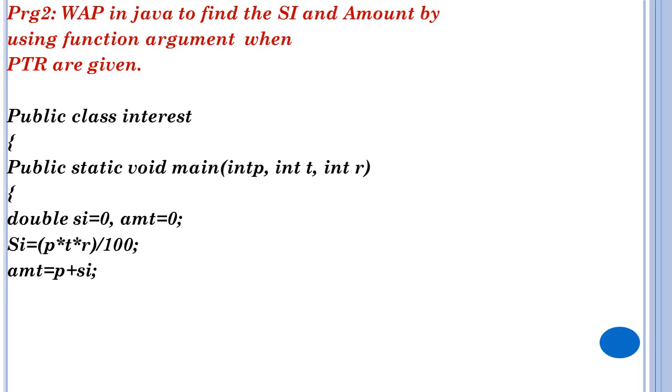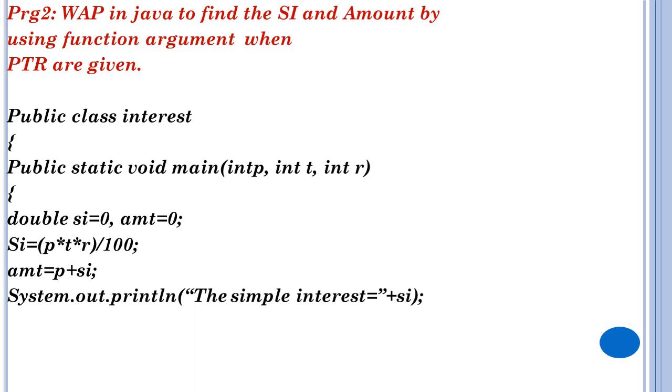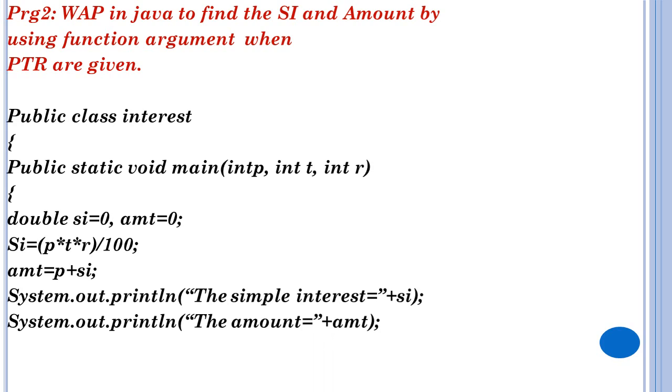Now you need to display that, right? Output statement is System.out.println. The simple interest is plus SI. Plus SI means whatever value is stored in SI will be displayed. So we need to use the symbol plus. Next, amount, right? Plus amount. The amount, System.out.println, the amount equals plus amount. Double bracket, the bracket you need to close 2 times. Why? Because 2 times you have opened the bracket, so you need to close 2 times.